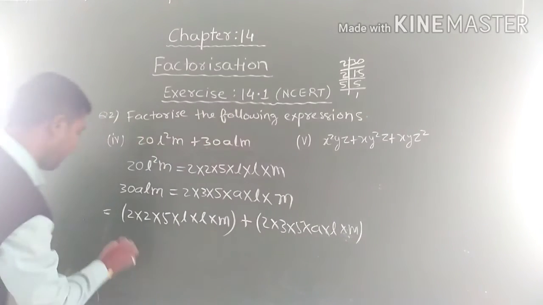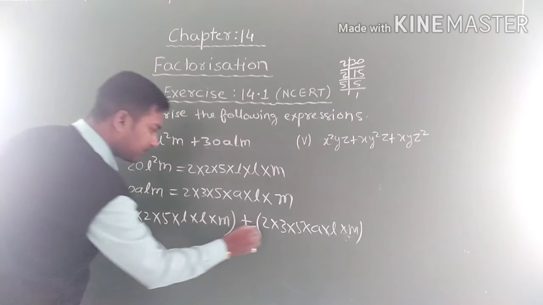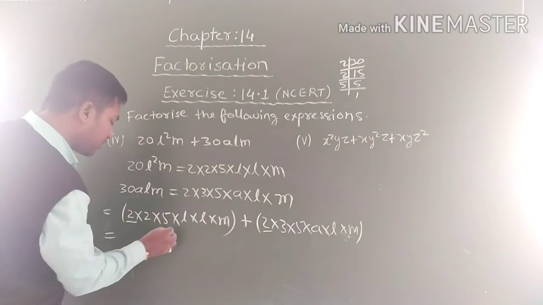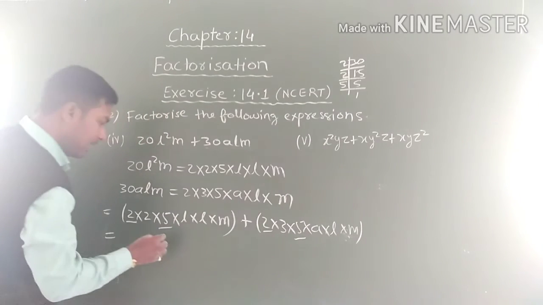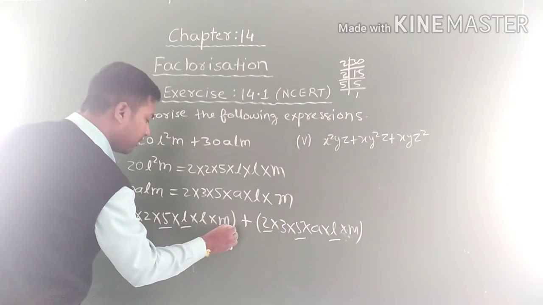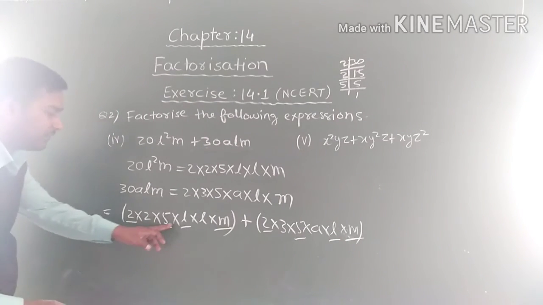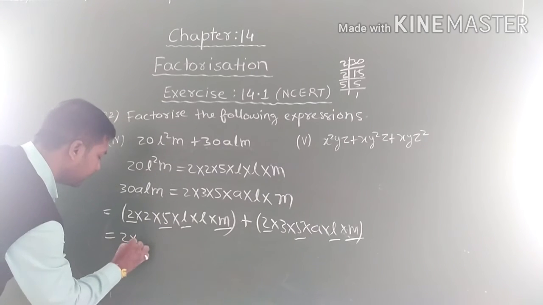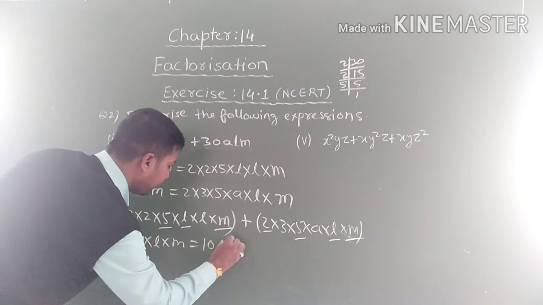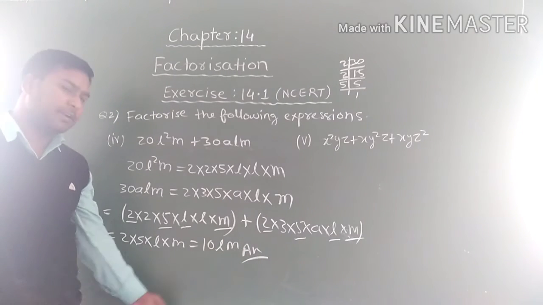Now just take common. What is common? 2 is common. Now 5 is common, and l is common, and m is common. Now what is common? 2, 5, l, m. 2 into 5 into l into m. So it will be 10lm. Now this is the answer. So this is the explanation.